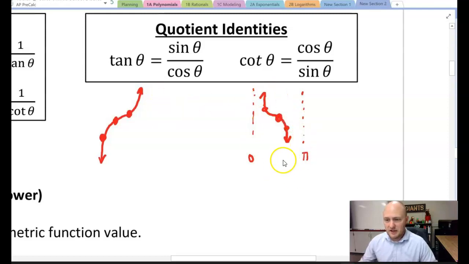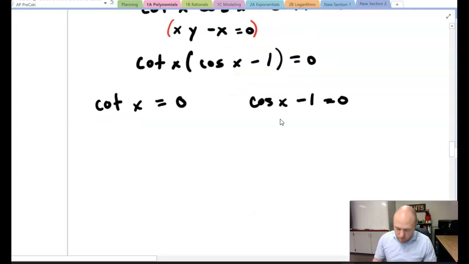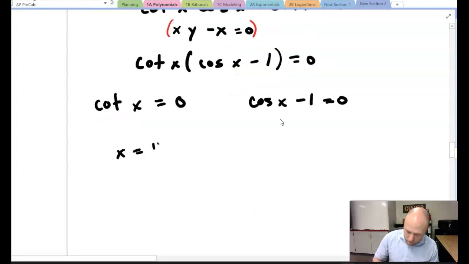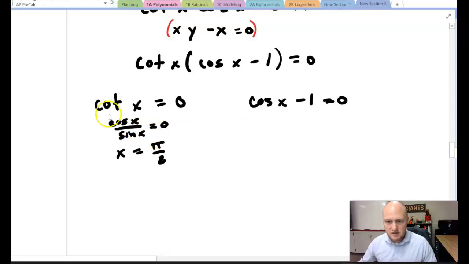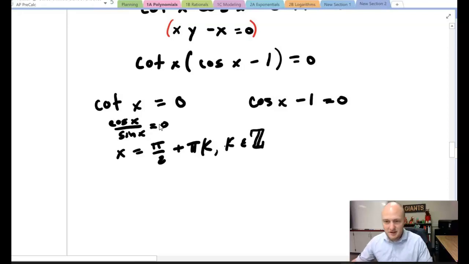So, here's cotangent of x, and our function is 0 at pi over 2. I'm never going to remember that, Schwarberg. Okay, or just think about it as cosine x over sine x equals 0, and that's going to happen when your numerator is 0. So where is your numerator 0? At pi over 2. Okay, and I have to account for all the values, so this is going to be plus pi k, where k is an element of Z, integers.